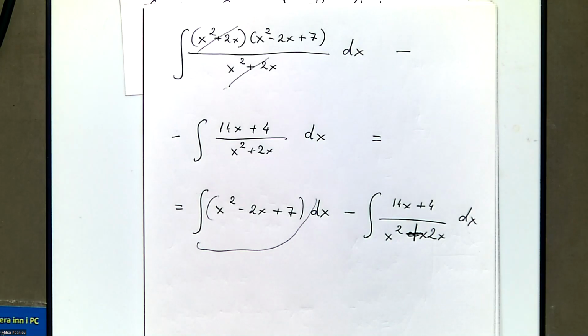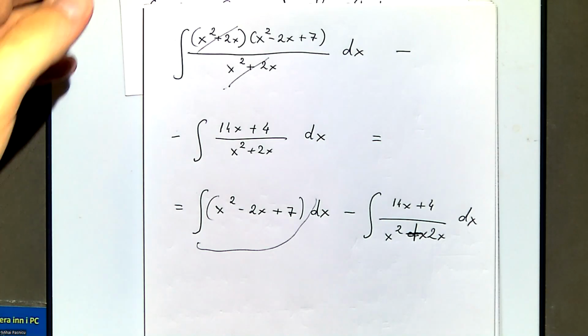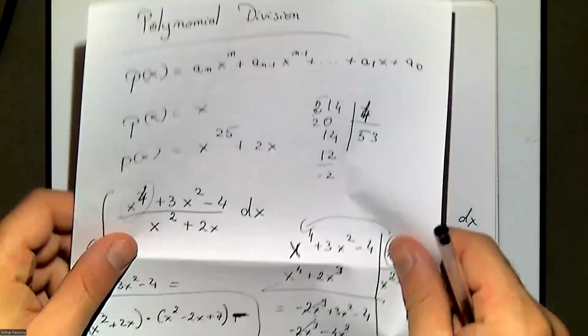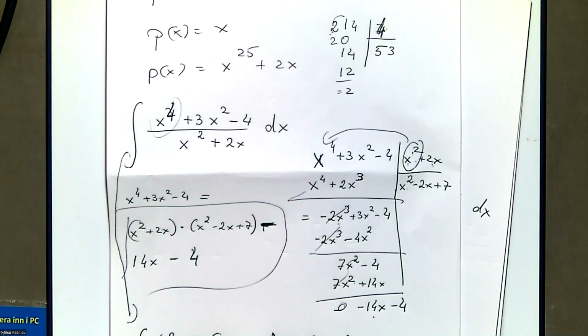Any questions on how I did the polynomial division? Which I did here. So any questions on this? Let me see if I actually have another nice example that we can do.